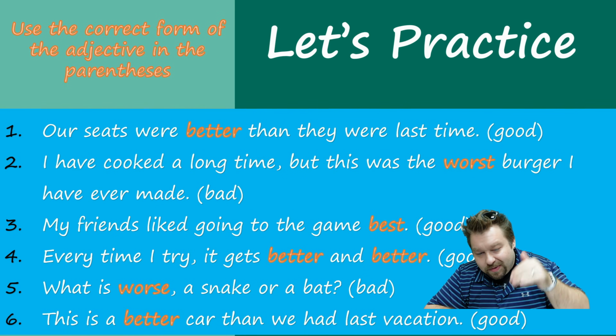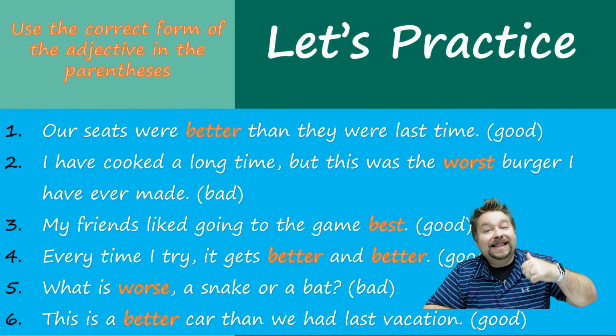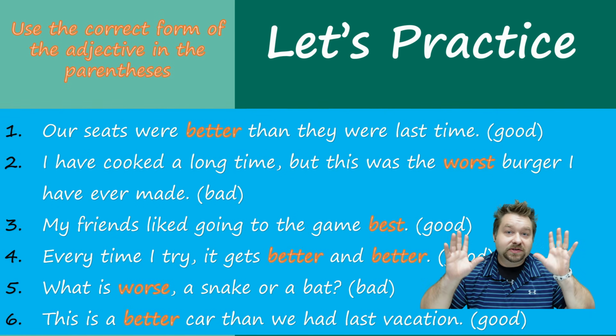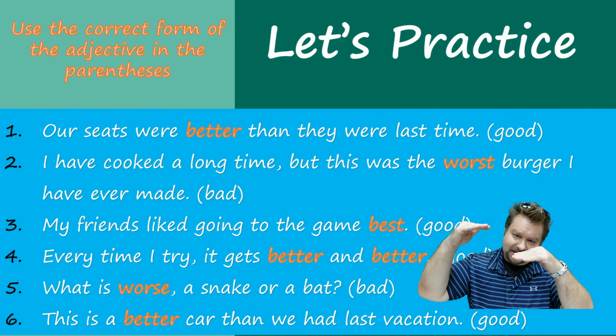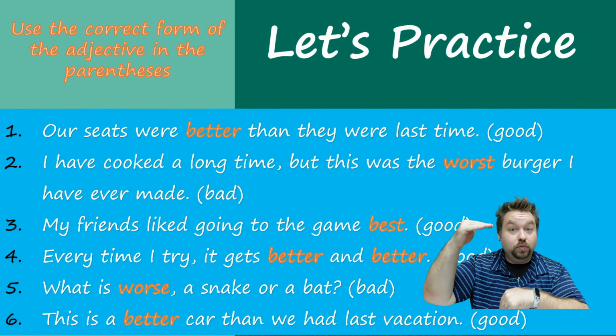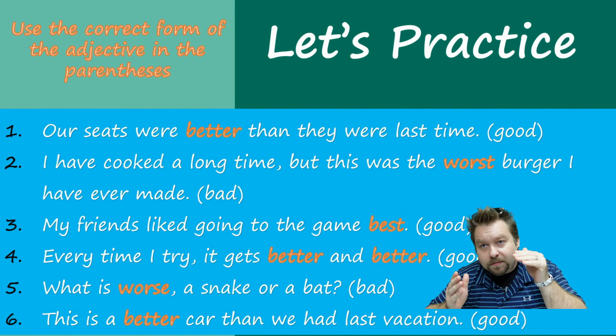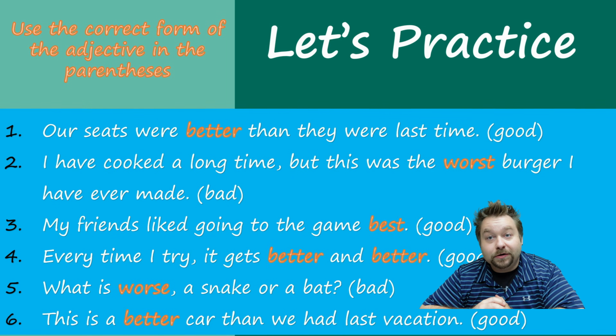Number 6. This is a better car than we had last vacation. Oh, this time our car is better. It's last vacation, this vacation, our car was better. Was it the best? We don't know. But based on this sentence, it's better.